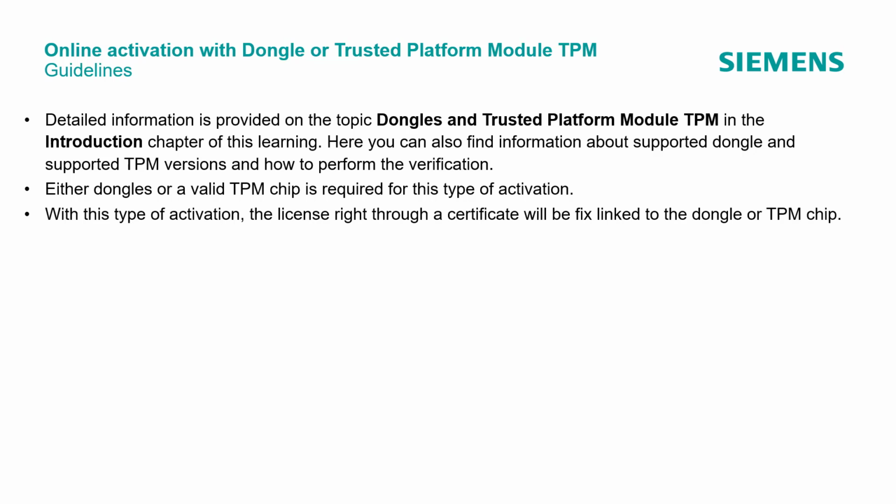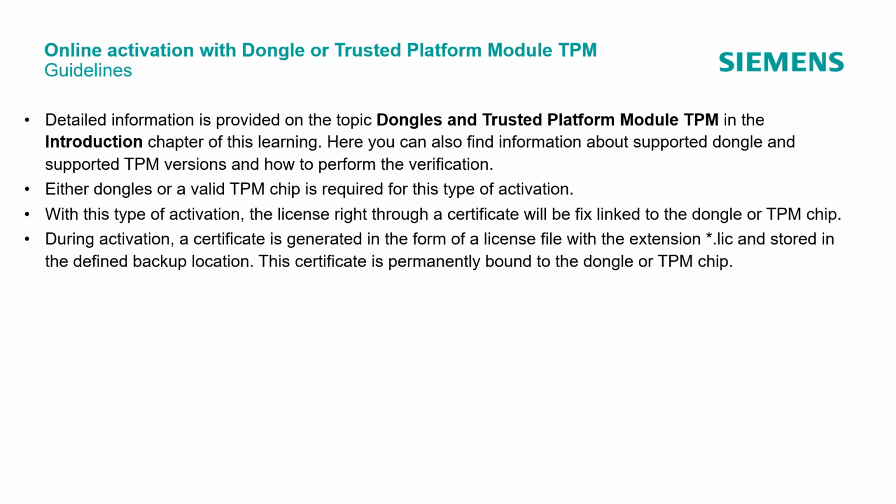With this type of activation, the license, through a certificate, will be fixed linked to the dongle or TPM chip. During activation, a certificate is generated in the form of a license file with the extension .lic and stored in the defined backup location. This certificate is permanently bound to the dongle or TPM chip.